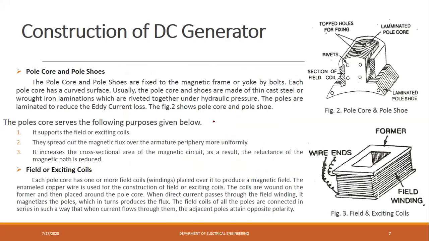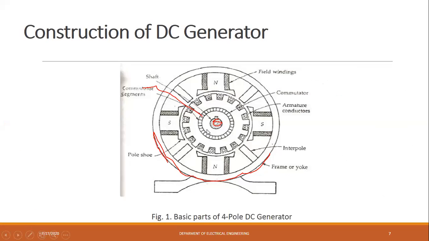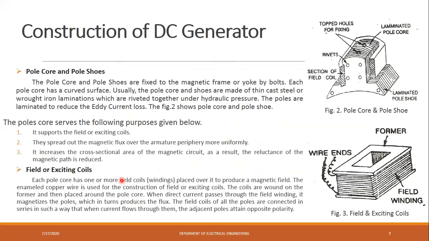So pole cores and pole shoes are fixed to the magnetic frame, as I have shown you. See here, this is a pole shoe, and these pole shoes are fitted with this magnetic frame or yoke. This is also a pole shoe, this is also a pole shoe. So all pole shoes and pole cores are fixed directly to the magnetic frame, and also fitted by nut and bolt. So each pole core has a curve.